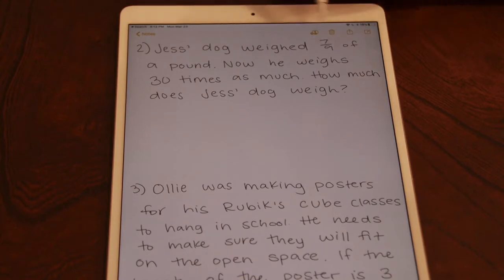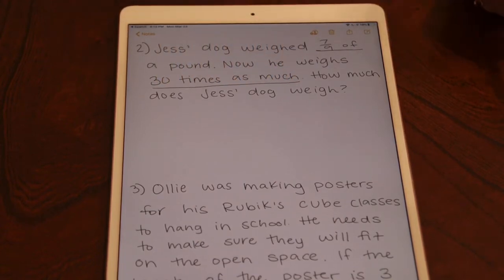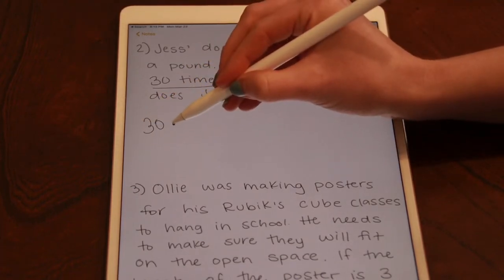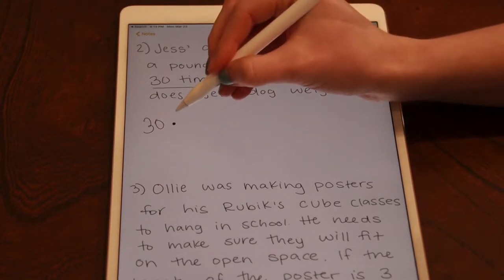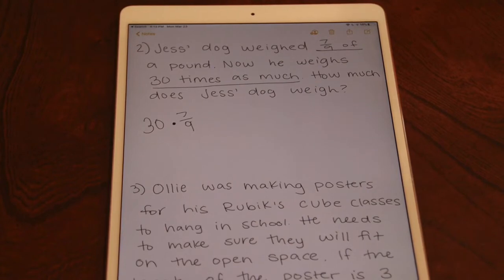We know that he did weigh 7/9 of a pound. He weighs 30 times more right now. So that means I need to take that 30. I'm going to multiply it by 7/9. So I'm going to use my teacher's trick because I don't want to have to write 7/9 plus 7/9 plus 7/9 30 times. And I don't want to have to draw a model where I have to draw and color in 7/9 30 times.